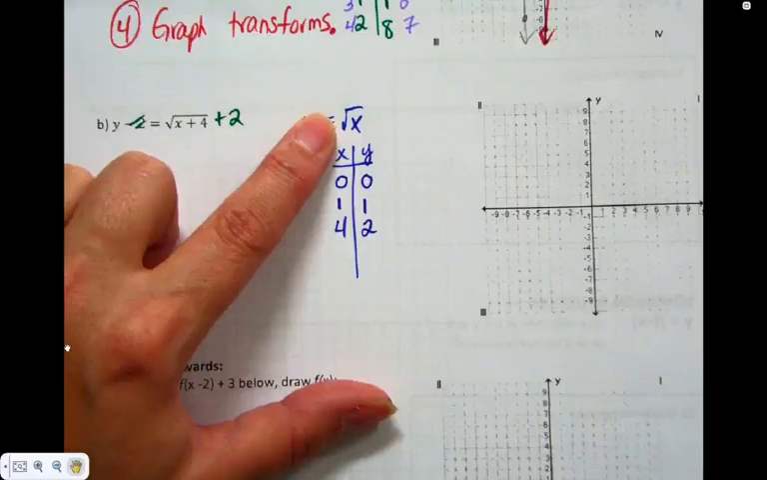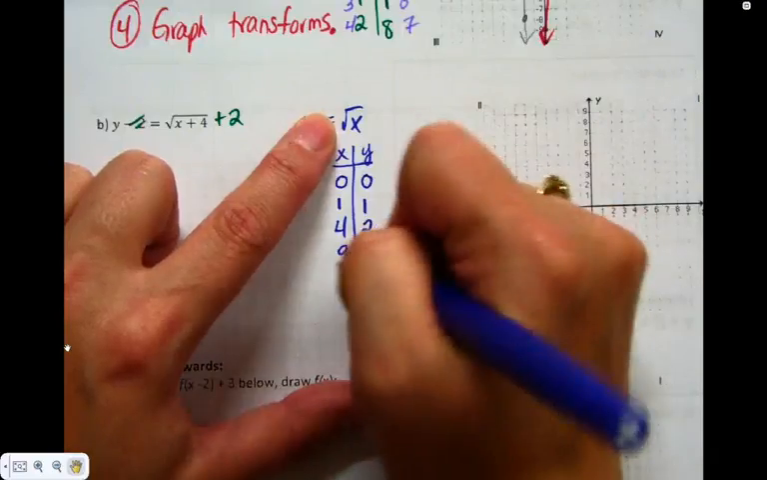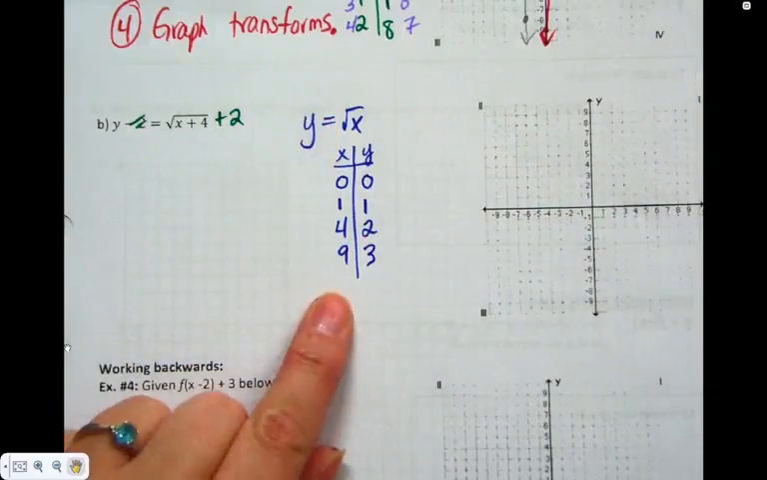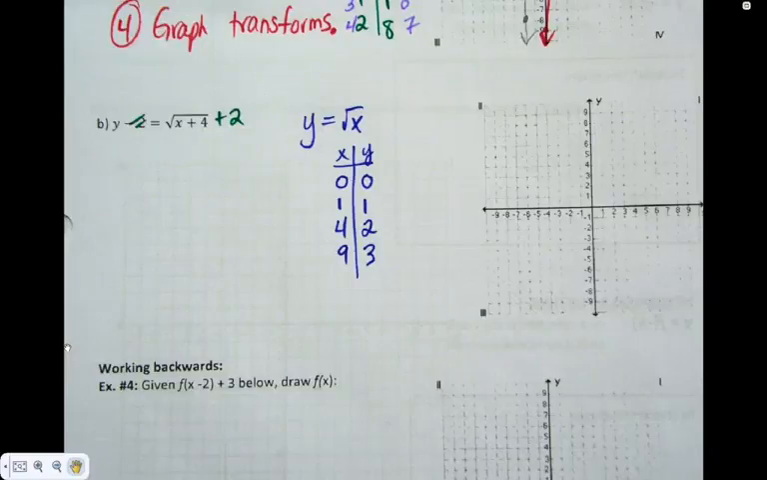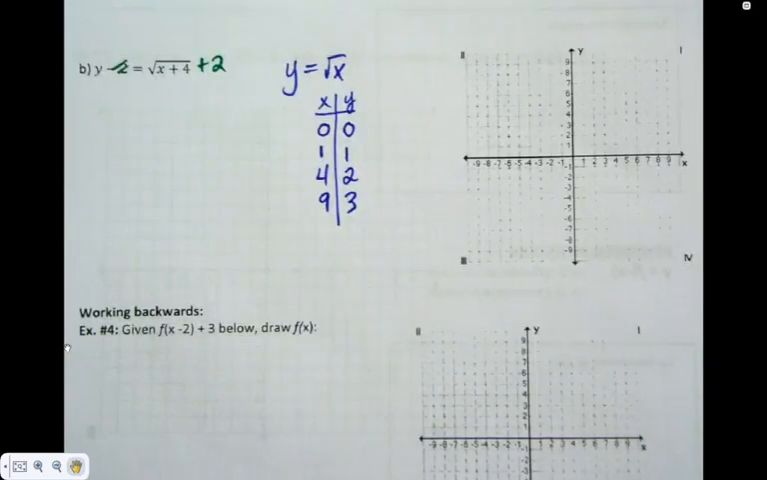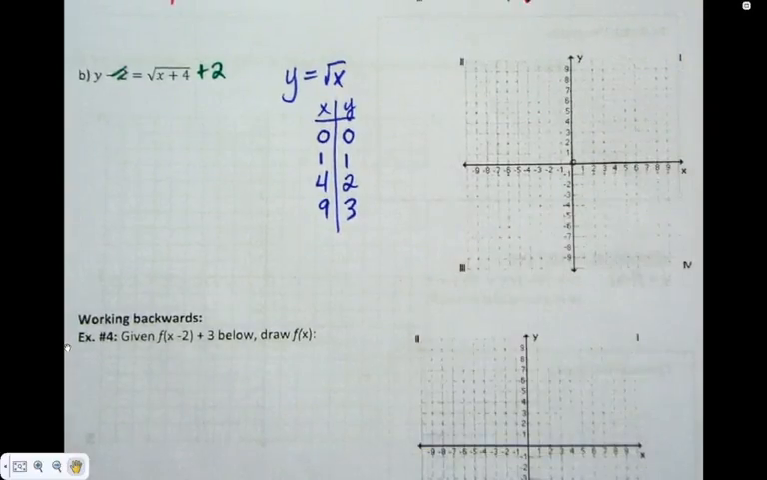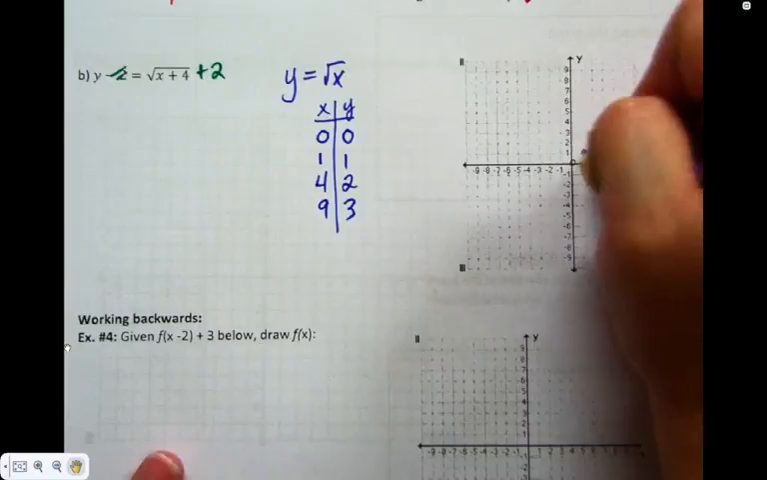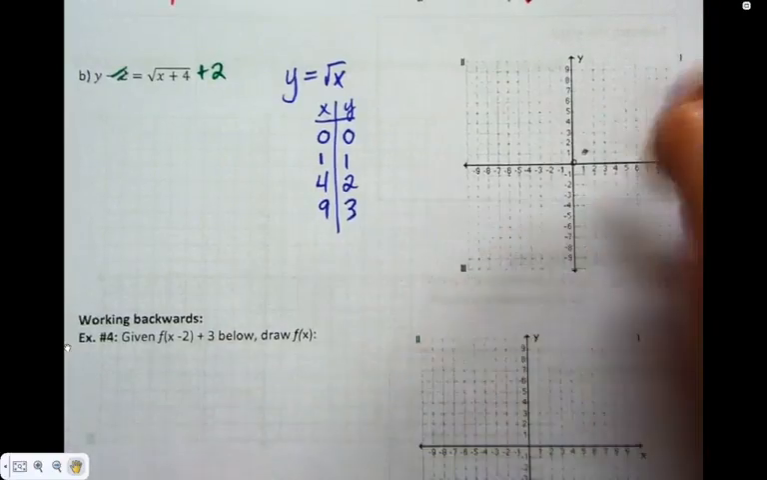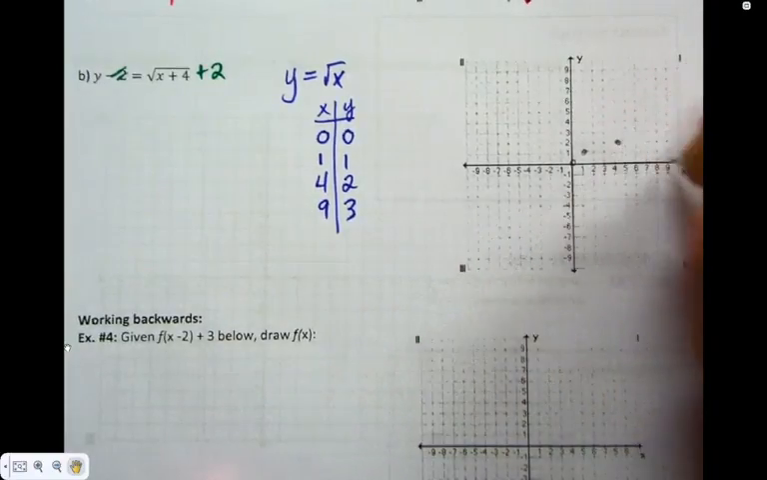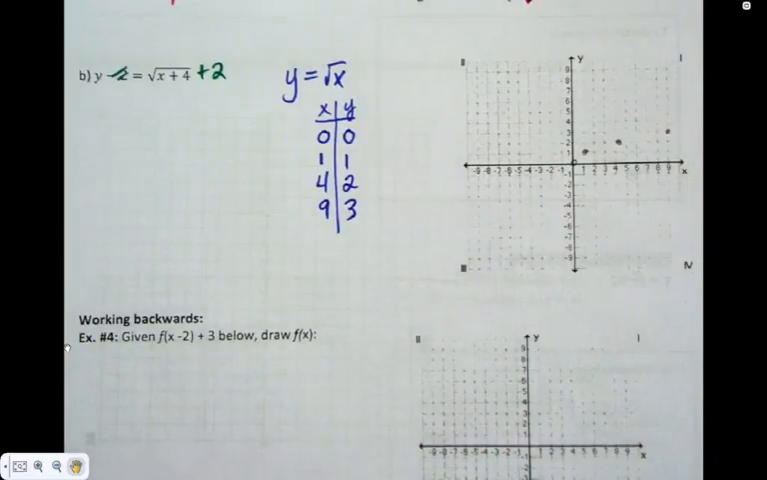Let's do one more number. What's the next best number to choose? 9. Square root of 9, 3. Again, you don't have to pick these x values. I'm just picking ones that are nice for us to calculate. Okay, let's look at your first square root graph. This is so exciting. 0, 0, 1, 1, 4, 2, and 9, 3.